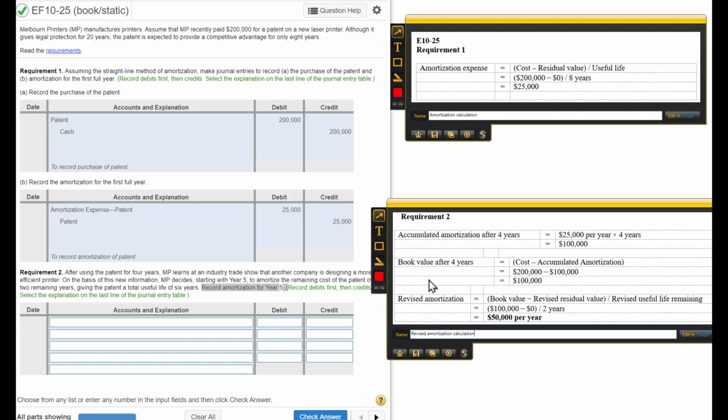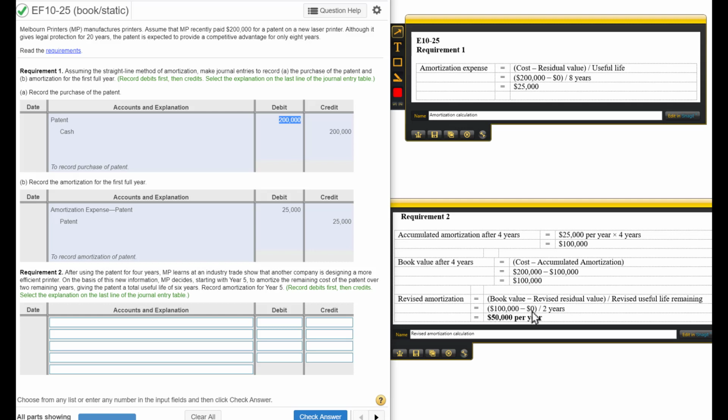So revised amortization, the formula is, you take the remaining book value minus revised residual value, which is still zero, divided by revised useful life. So let's do book value first. So remember, we've used this patent for 4 years. So that means we've amortized it 4 times $25,000. Okay, so we've done this transaction right here 4 times. So that's a total amortization of $100,000. So if the item costs us $200,000, and after 4 years we've amortized it $100,000, how much is it worth? Or I should say, what is its book value? Its book value is $100,000. That's why we got $100,000 here.